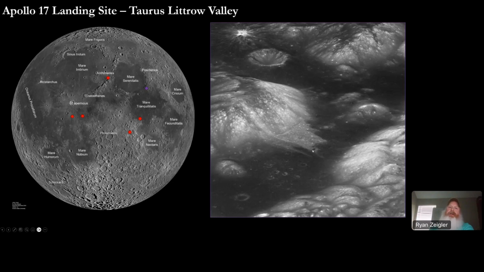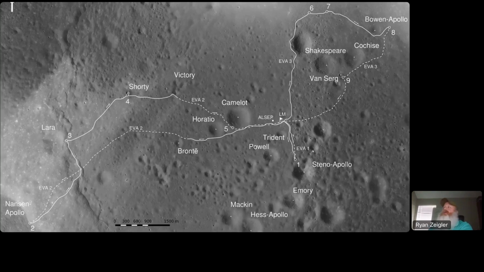So again, as we delve in more detail at just this one site, you start to get an idea of the different things that were sampled by the Apollo missions.